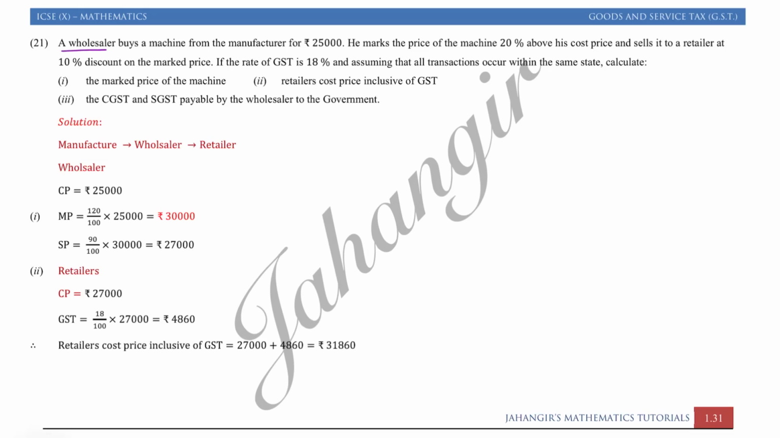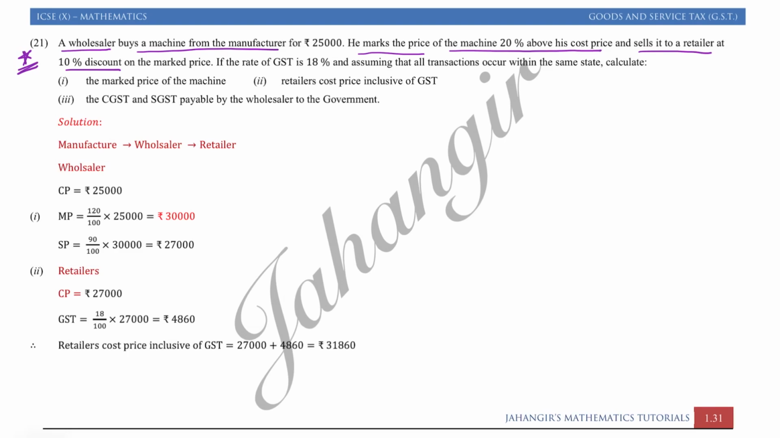Question 21. A wholesaler buys a machine from the manufacturer for rupees 25,000. He marks the price of the machine 20% above the cost price. This is again an important question because here we are increasing the price and then giving a discount, and then sells it to the retailer at 10% discount on the MP. If the GST is 18% and assuming all transactions occur within the same state, calculate the mark price.